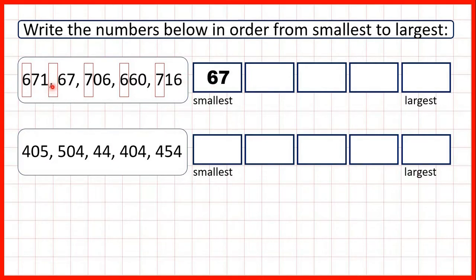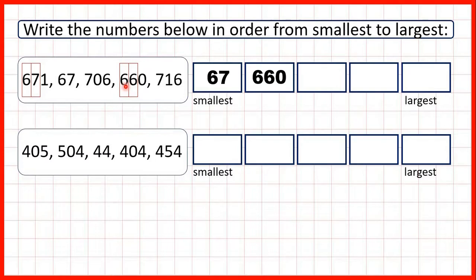Then, if we look at our hundreds digits, because remember, we compare numbers by comparing the larger place values first, so first comparing our hundreds before we compare our tens or ones. We have 2 numbers with 6 hundreds and 2 numbers with 7 hundreds. So if we focus on the numbers with 6 hundreds to decide which number is next smallest, we need to look across at our tens digit. Here we have 7 tens, but here we only have 6 tens.